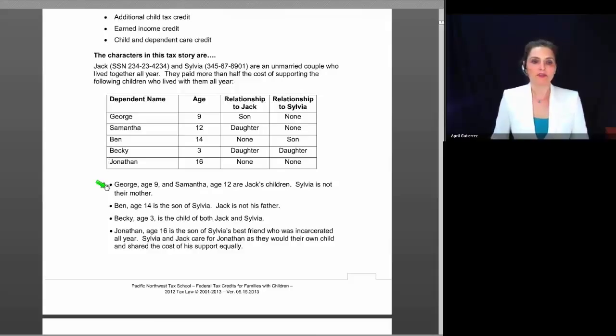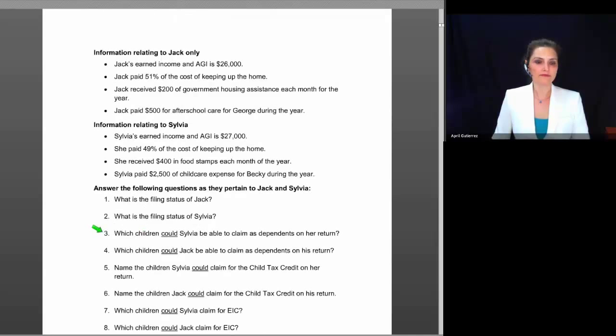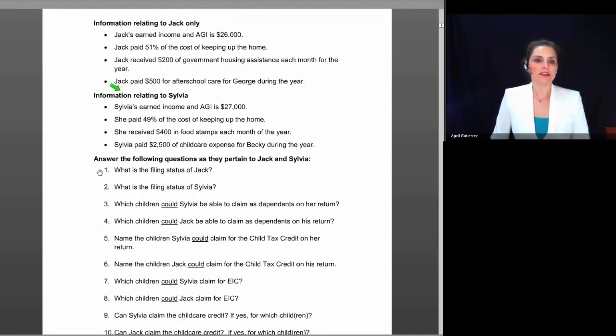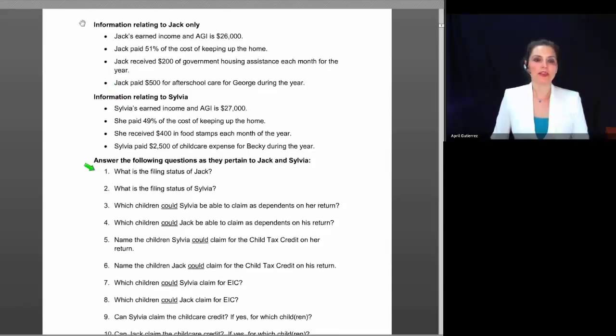So specifically, George, age 9, and Samantha, age 12, are Jack's children, but Sylvia is not their mother. Ben, age 14, is the son of Sylvia, but Jack is not his father. Becky, age 3, is the child of both Jack and Sylvia. And Jonathan is the son of Sylvia's best friend, who was incarcerated all year. Sylvia and Jack are caring for Jonathan as they would their own child, and they share the cost of his support equally.